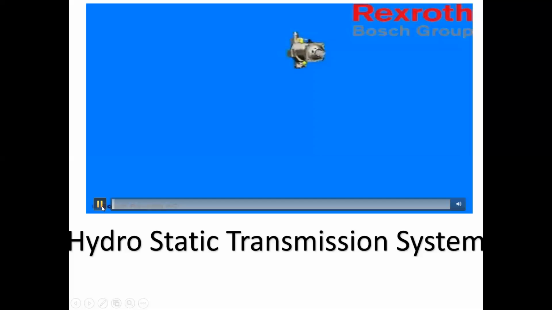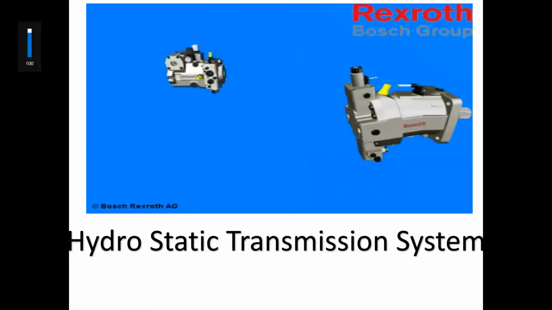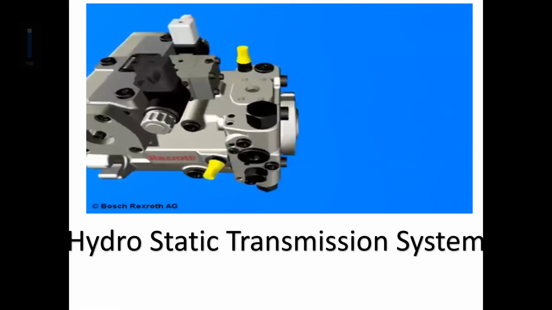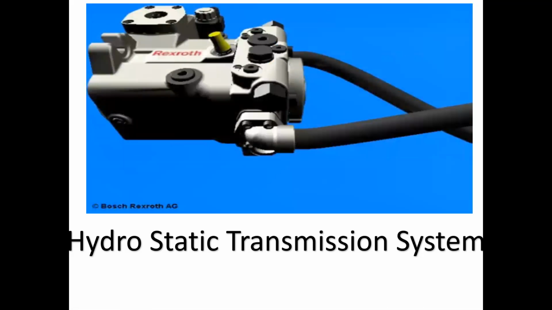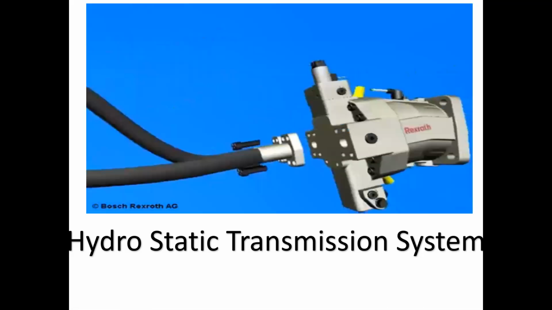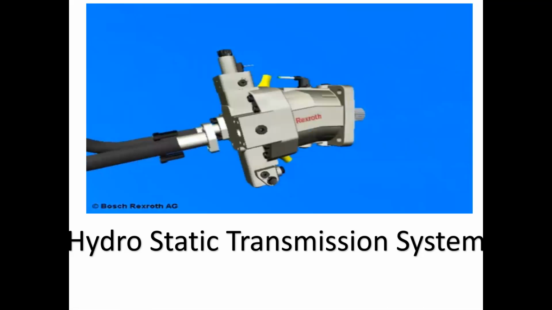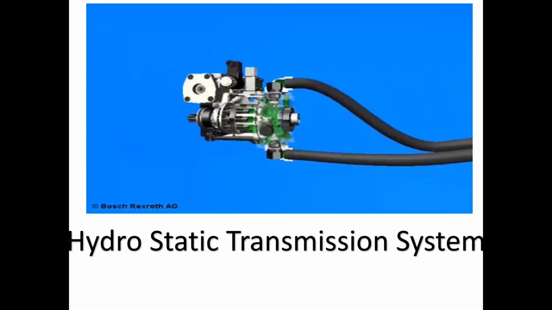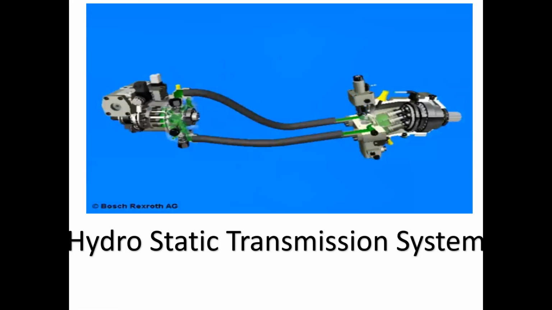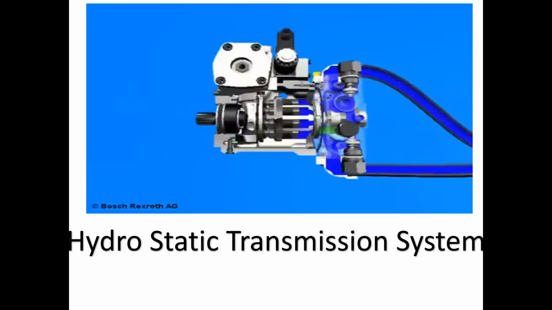So in this video you can see how this pump is connected with the motor using the hydraulic oil, and how they are going to transfer the power from pump to the motor. So you can see here the shaft of this pump is connected to the IC engine. IC engine rotates the pump.